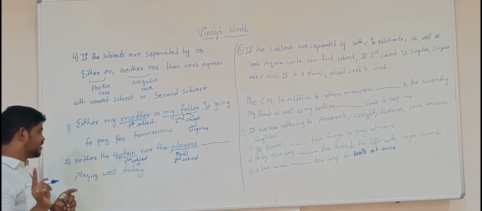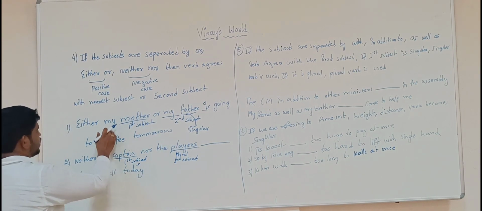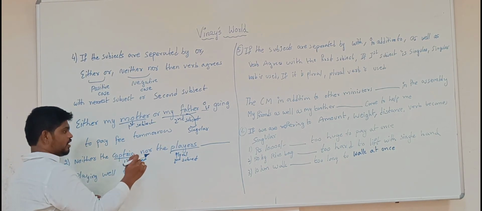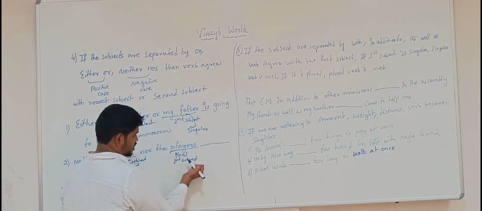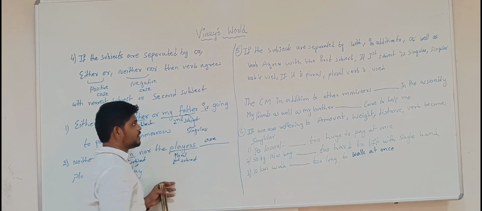You should identify one thing. We always depend on the second subject whenever you get either or, neither nor. Now second subject means players, that is plural, so we should use "are".